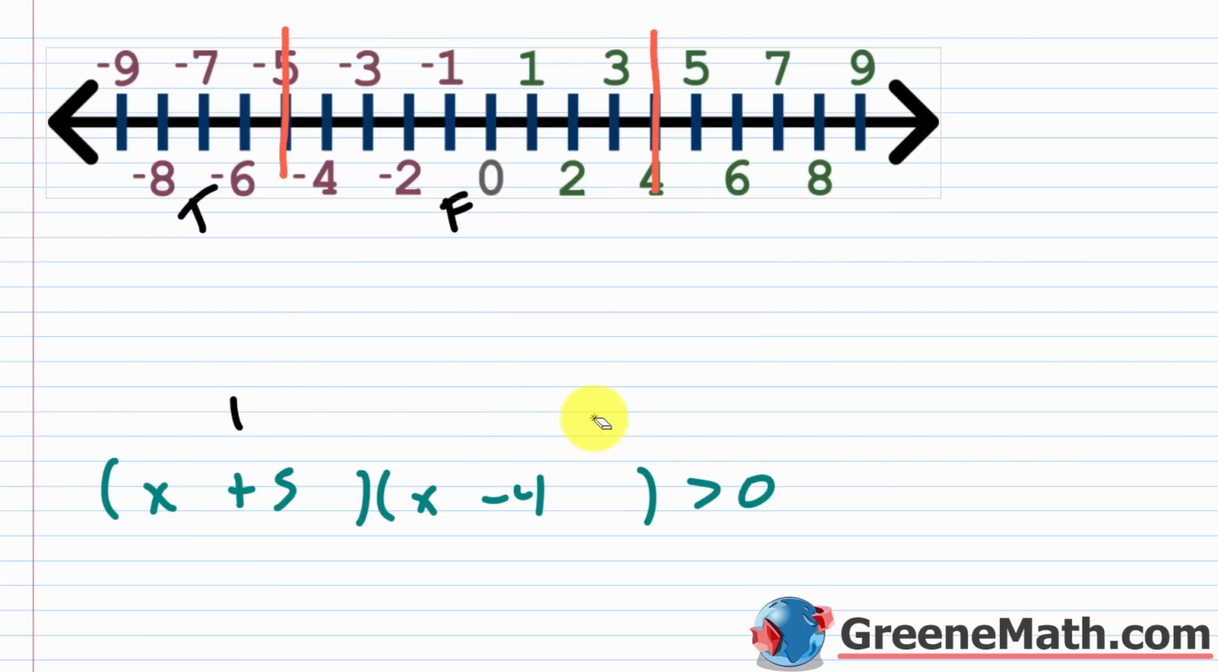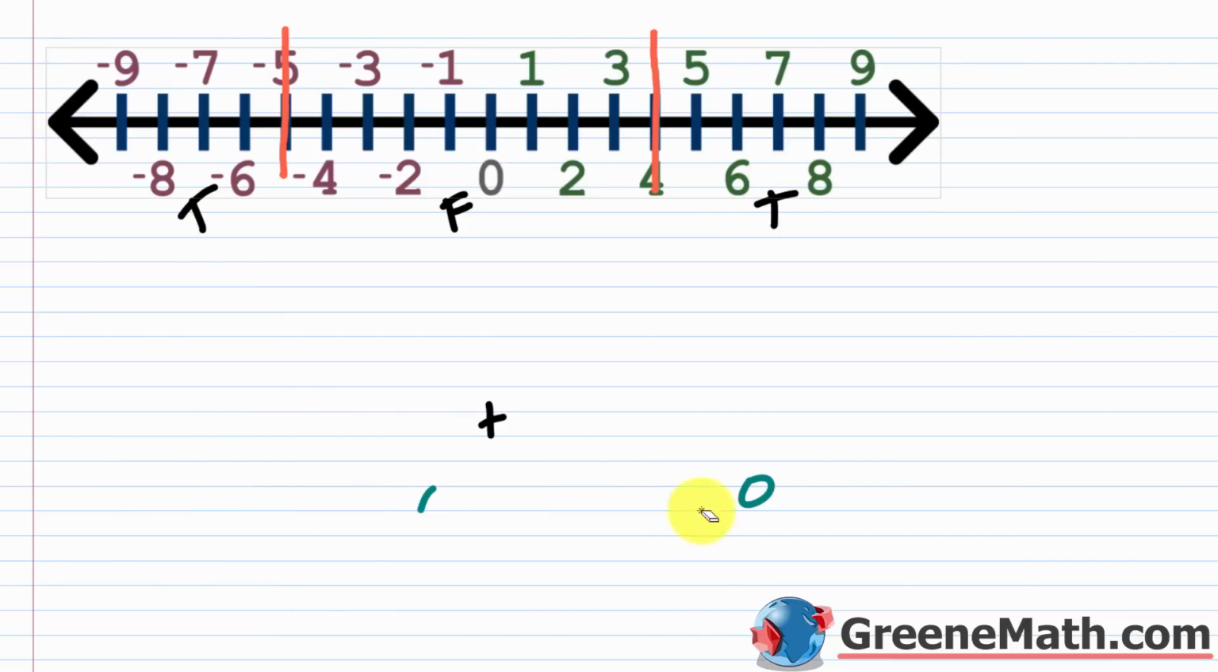Will not work. Then anything to the right of 4, that's of course going to work. Let's say you choose 5. 5 plus 5 is 10, that's positive. And then 5 minus 4 would be 1, that's positive. Positive times positive is positive, so that's always going to be greater than 0, so this is true.